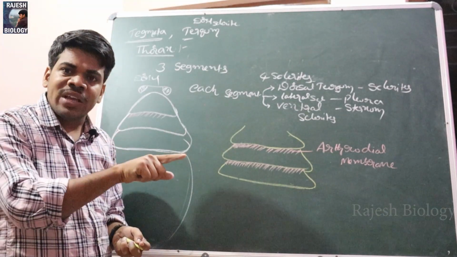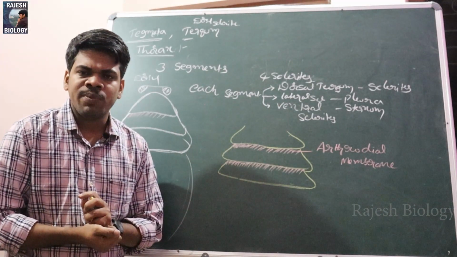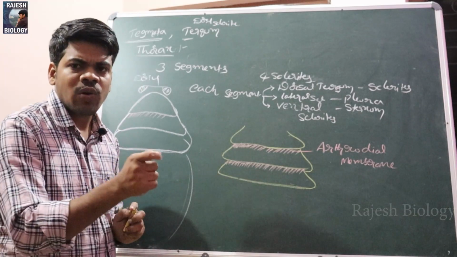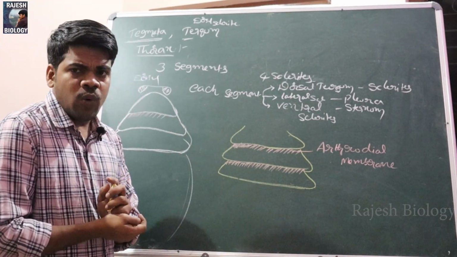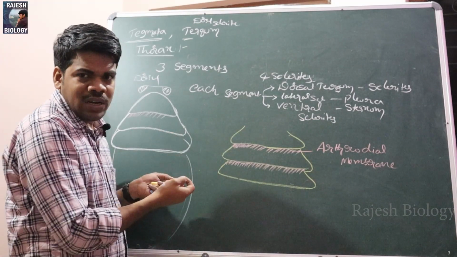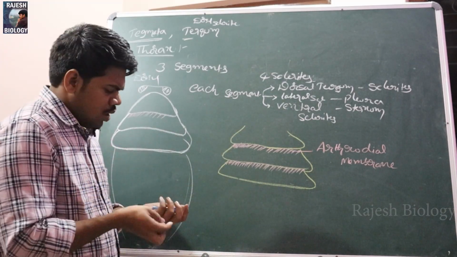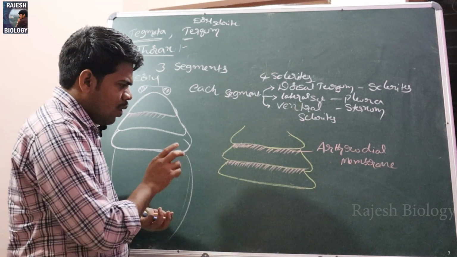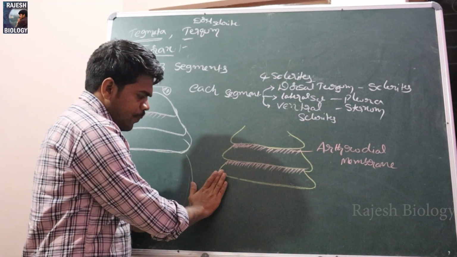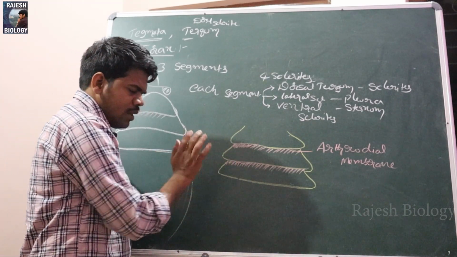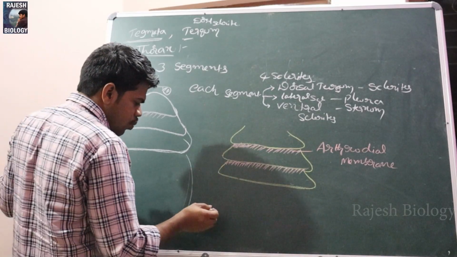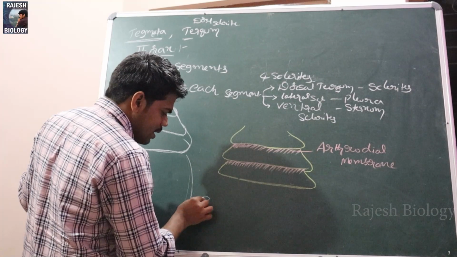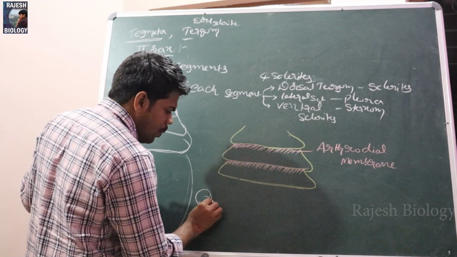Why is it so flexible? Why is the arthrodial membrane so flexible? You have to know the structure of the body wall. If we take one tergum or one sternum out, what is it made up of, and what is the difference between this normal sclerite and the arthrodial membrane? The body wall is made up of how many layers?